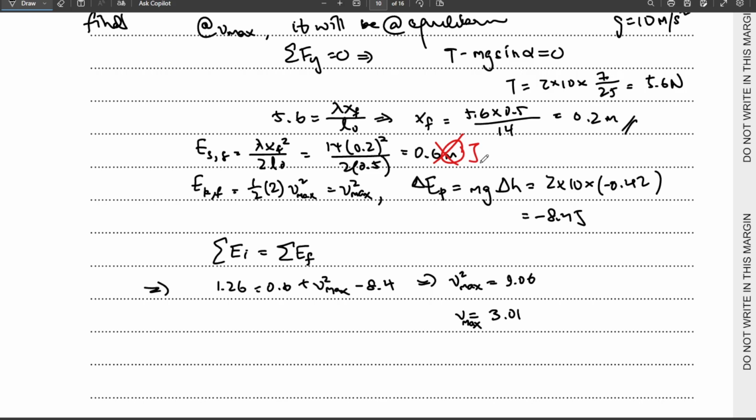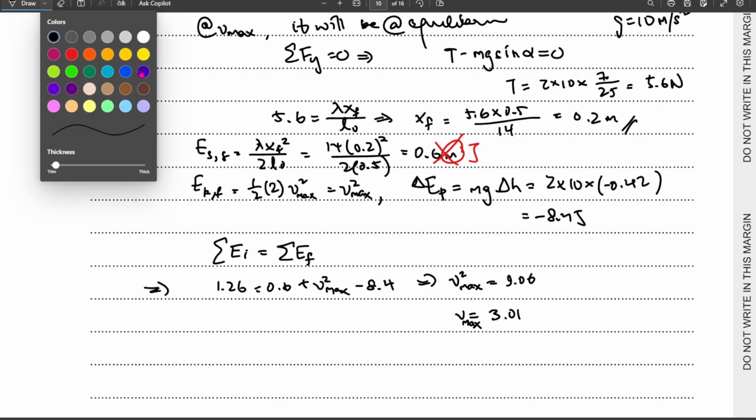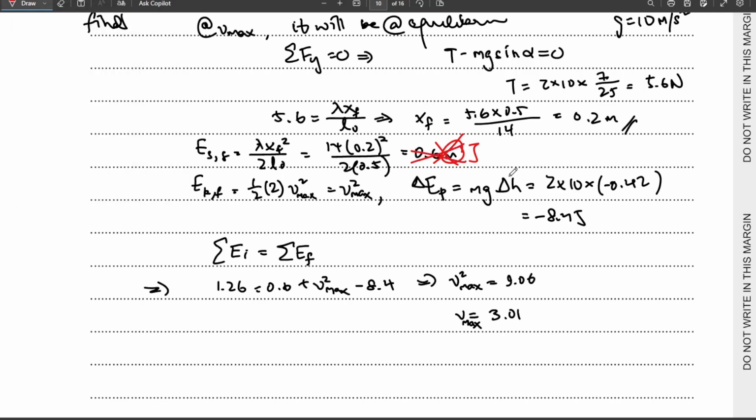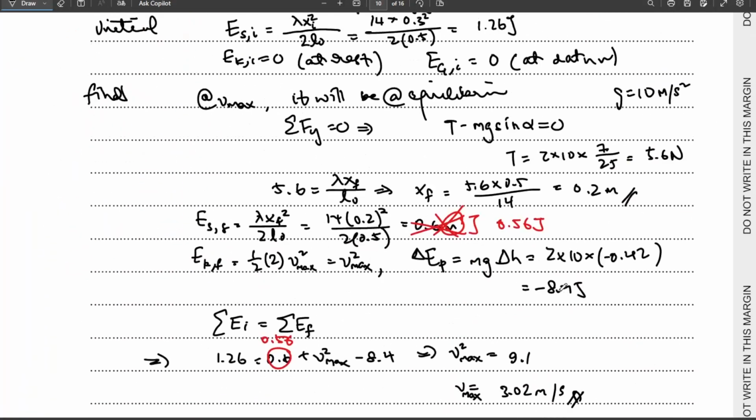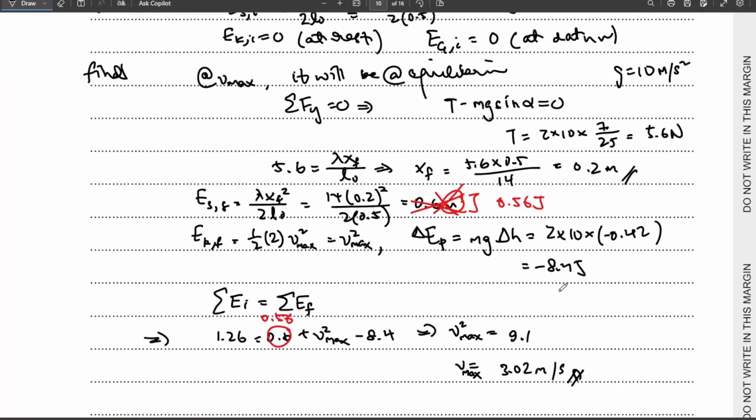I think there is an error, not just here. Something I typed wrong in my calculator. This entire thing is wrong. This should be 0.56 joules, not 0.6. So this one is also 0.56. Therefore, these two values were wrong because of that. V squared should be 9.1 and V is 3.02 meters per second. So this is how we use the conservation of energy theorem to solve this type of question. Thanks for watching.